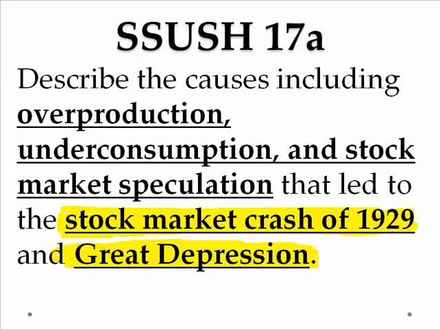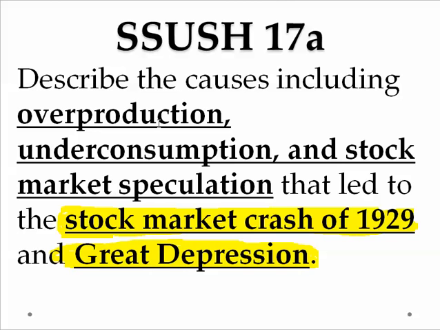Right, so let's go to 17a. It says, describe the causes including. Okay, there's many causes for the Great Depression, but here our standards are going to limit us to only overproduction, underconsumption, stock market speculation. So these three causes are what we're going to be looking at: overproduction, underconsumption, and stock market speculation, that led to the stock market crash of 1929 and the Great Depression.